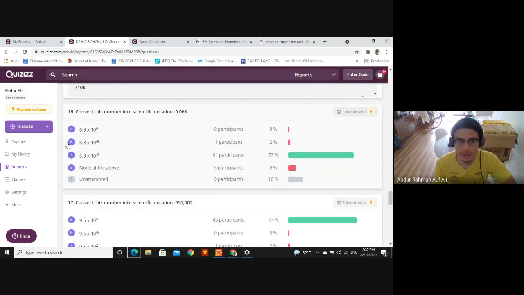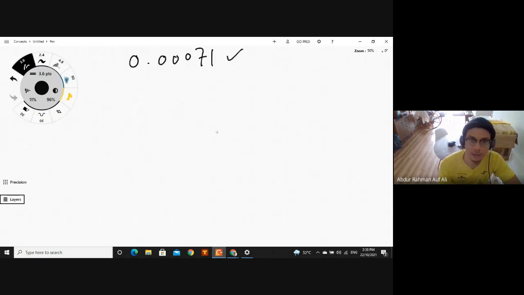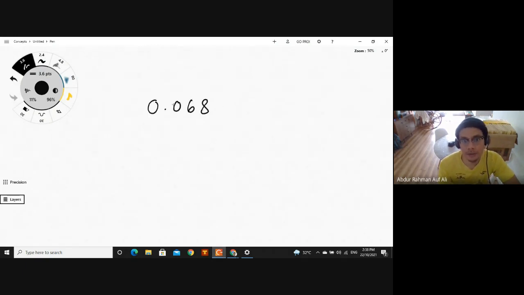Question number 16, convert this number into scientific notation. Sama juga macam tadi. Kalau kamu nak convert from standard notation to scientific notation, kamu kena jadikan number tu as an integer, meaning satu nombor di depan dan titik perpuluhan. Okay, so kalau 0.068, nak convert to scientific notation, kamu hanya perlu bawa titik perpuluhan ni, go sit right next to this sebelah ni. So 1 dan 2, jadilah 6.8 darab 10 kuasa negatif 2.